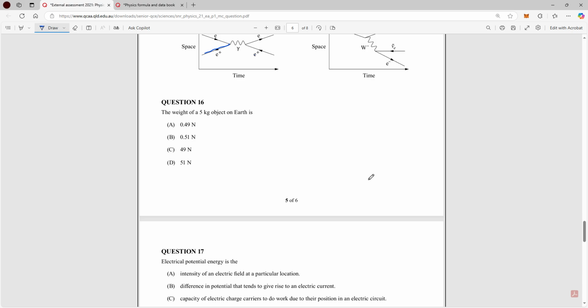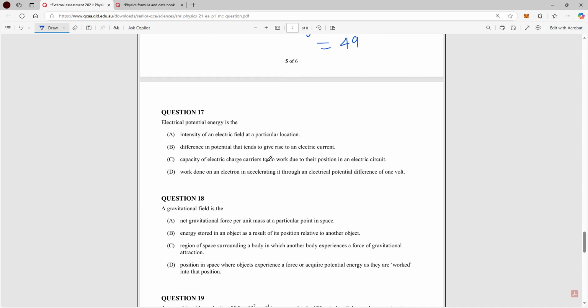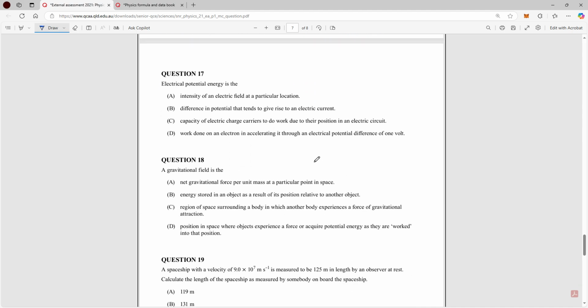Question 16. The weight of a 5 kilo object on Earth is? Okay, so force due to gravity is mass times the acceleration due to gravity. So this one here will be 5 times 9.8, which should give you 49. So the correct answer here is C. Alright, next one.